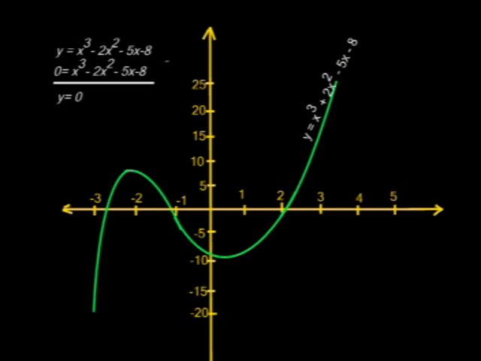Our curve cuts the x-axis at 3 points. That is, x is equal to -2.8, x is equal to -1.3, and x is equal to 2.1. These are the solutions of the equation x cubed plus 2x squared minus 5x minus 8 is equal to 0.